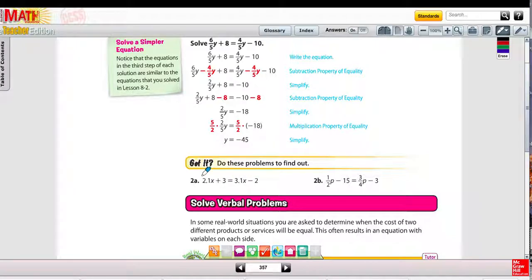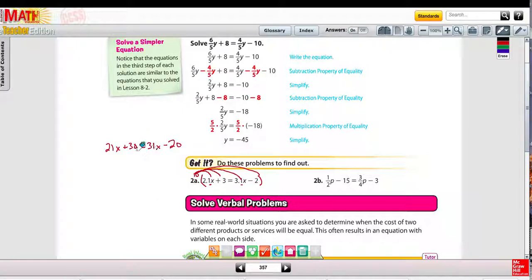So since I have the decimals here, I'm just going to take the whole equation and multiply it by 10. And I chose 10 because there's one decimal place behind each one. So I'm going to take the 10 times 2.1x to get 21x. I'm going to take the 10 times the 3 to get plus 30. I'm going to take the 10 times the 3.1x to get 31x. And I'm going to take the 10 times the negative 2 to get minus 20.